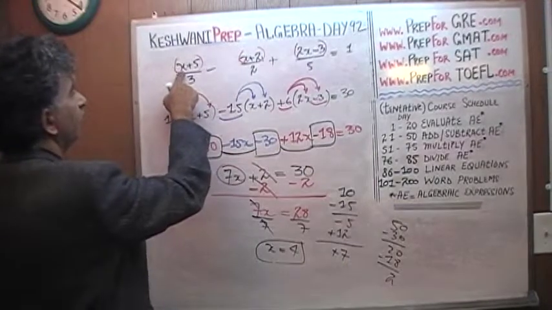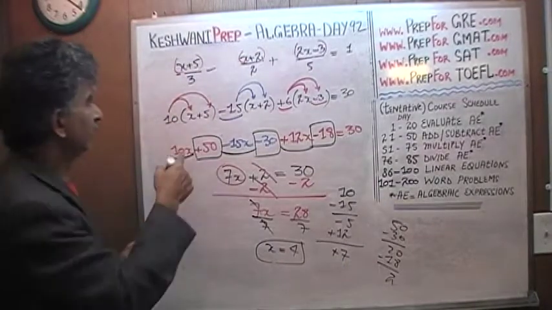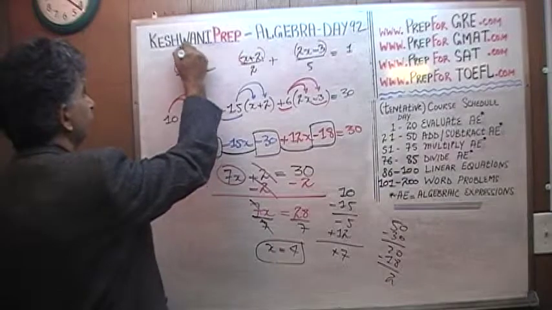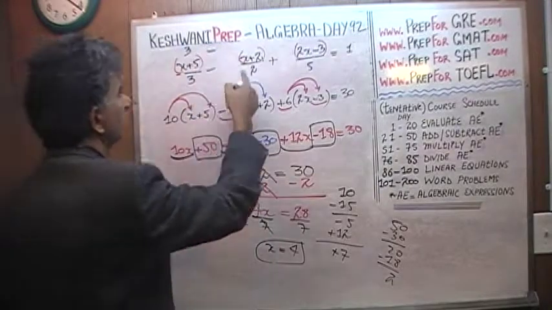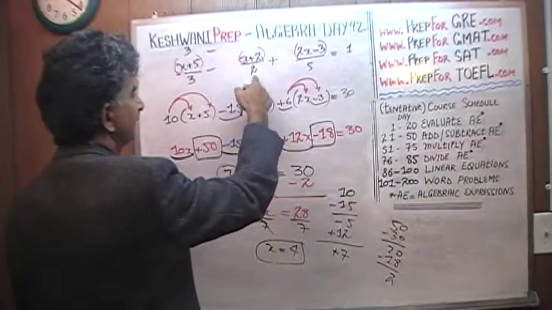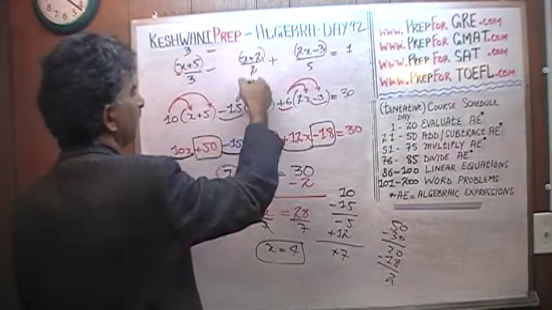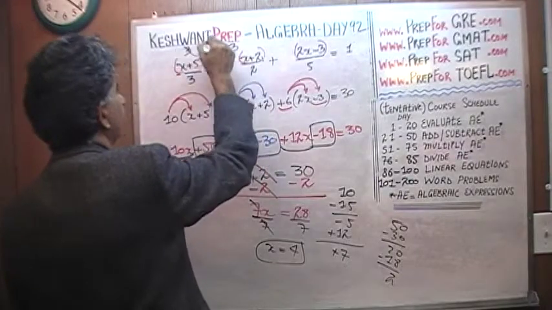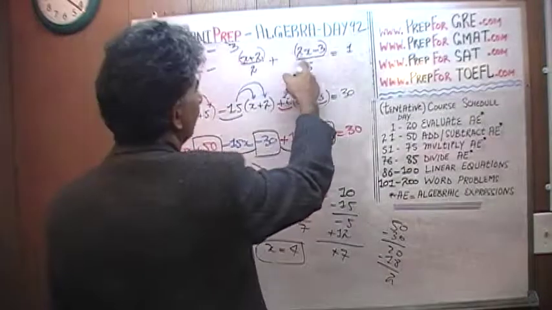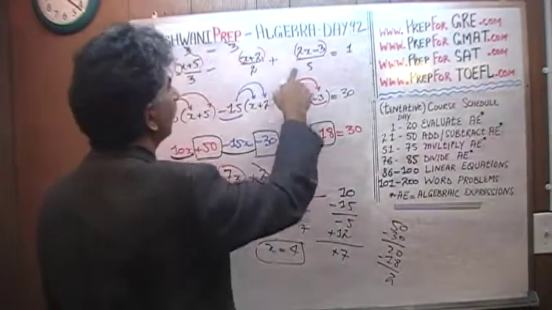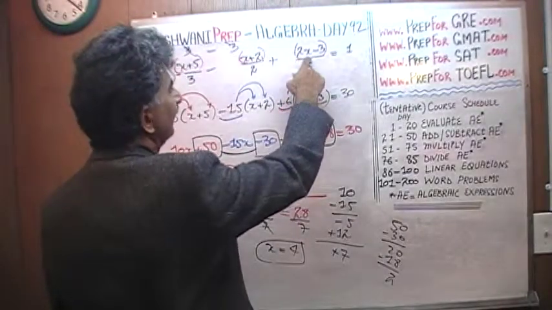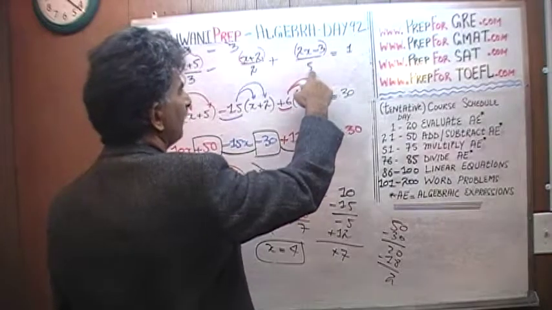If you put in x equal to 4, 4 plus 5 is 9. 9 divided by 3 is 3. Minus 4 plus 2 is 6. 6 divided by 2 is 3. So these cancel out actually. So this better be 1 then. X equals 4. 2 times 4 is 8. 8 minus 3 is 5. 5 divided by 5 is 1.